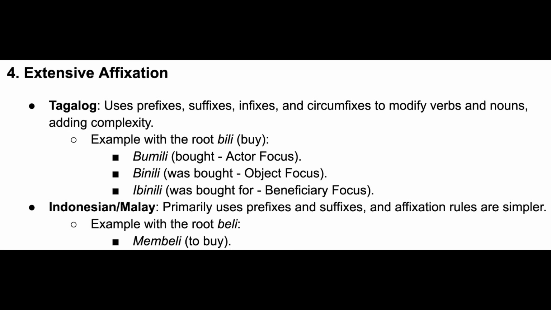Number 4 is extensive affixation. Tagalog uses prefixes, suffixes, infixes, and circumfixes to modify verbs and nouns, adding complexity. For example, with the root bili, bumili, bought, actor focus; binili, was bought, object focus; ibinili, was bought for, beneficiary focus. Indonesian Malay primarily uses prefixes and suffixes, and affixation rules are simpler. They exist, but they're simpler. For example, membeli, to buy; dibeli, was bought. Of course, there are other affixes and suffixes you could add, like membelikan, etc. But still, I think the complexity is much greater in Tagalog.